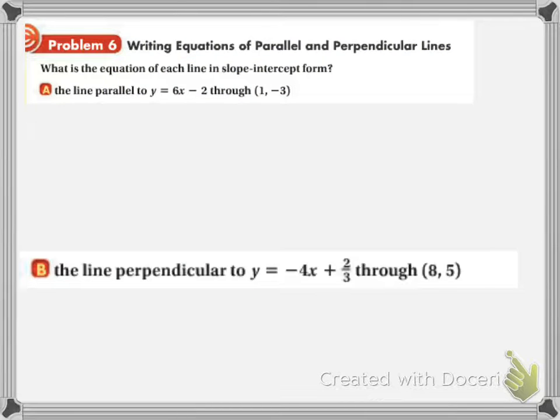So to finish up this video, we're going to look at two example problems that combine all the stuff that we've talked about today. In problem number 6, they ask, what is the equation of each line in slope-intercept form? In part A, they're saying the line parallel to y equals 6x minus 2, going through the coordinate 1, negative 3. So how you're going to want to go about these problems is in 3 steps.